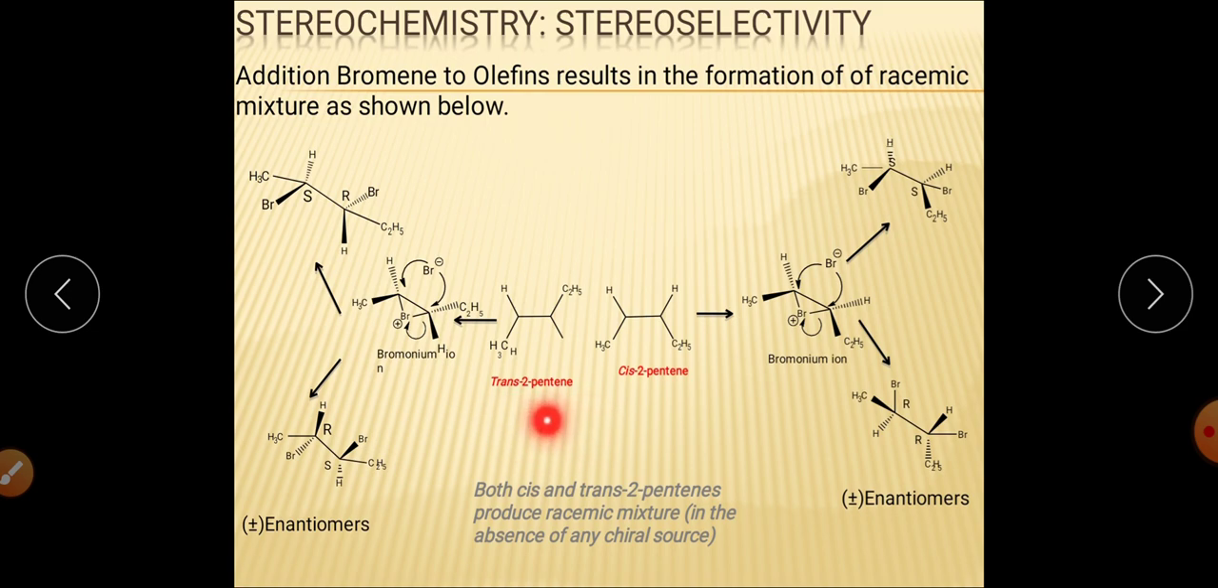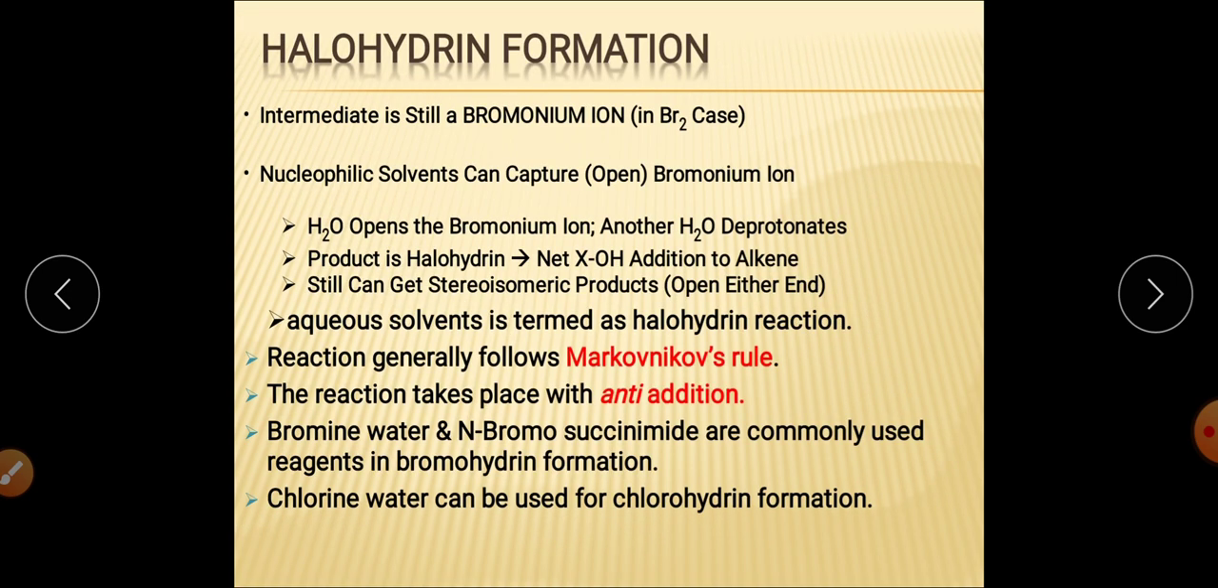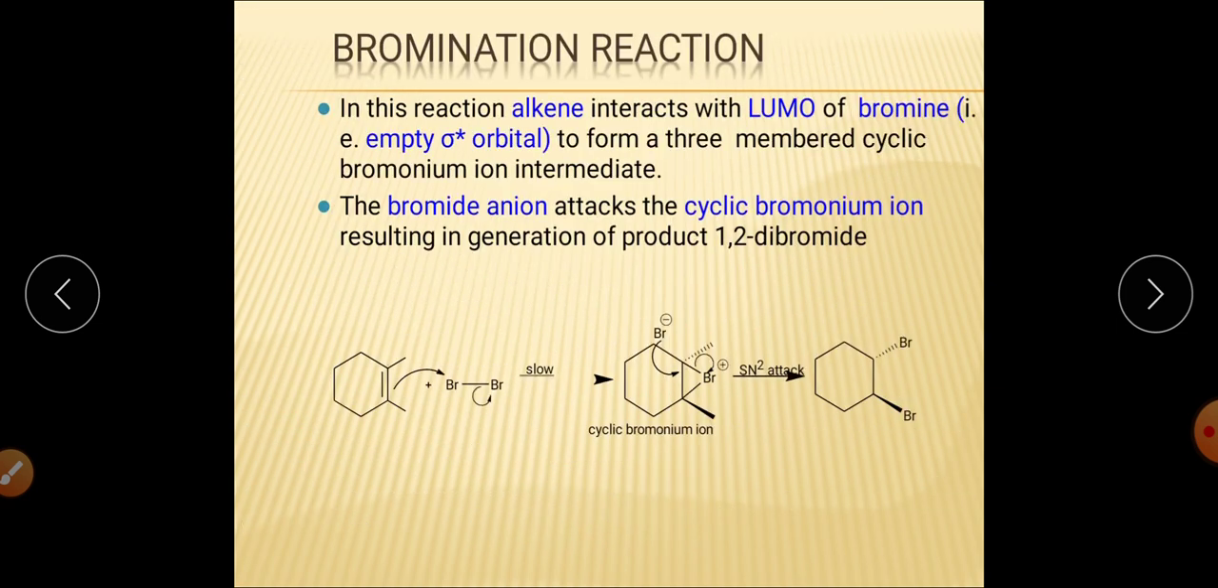And similarly, if we are having a trans compound, and to that trans compound we are having anti-addition, that will again form a pair of enantiomers, and you can get it from this particular geometry. This particular carbon is having R and this is having S, and then when they are in the opposite arrangement, it will contain S and it will contain R. So this is the stereochemistry of the halogenation reaction.